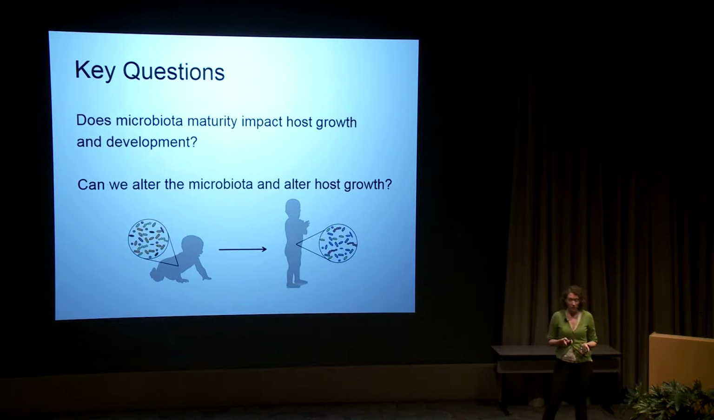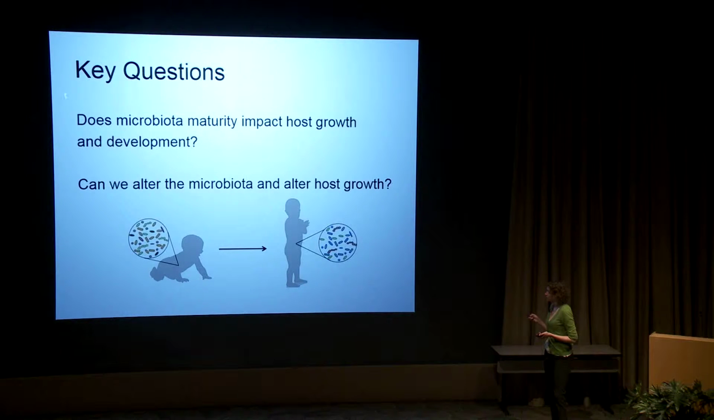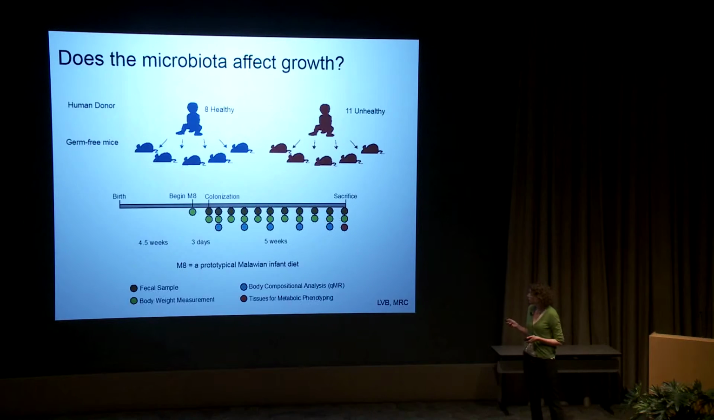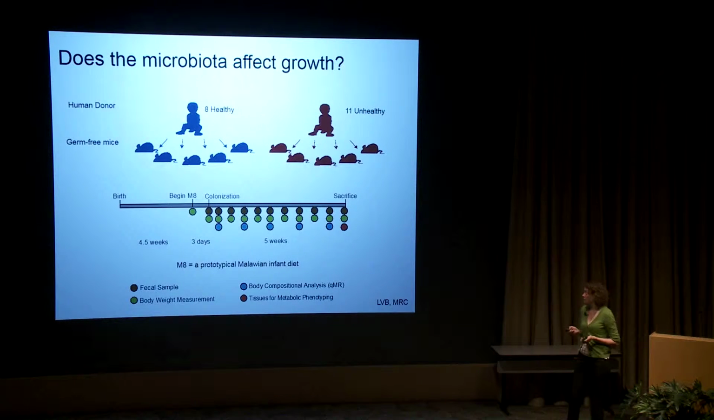This led us to some key questions. Given that we see this relationship between the composition of the microbiota and the health of the host, to what extent does this idea of microbiota maturity actually impact host growth and development? Is there a causal relationship? And from that, would it be possible to alter the composition of the microbiota and subsequently alter the growth of the host? To do this, we turn to our gnotobiotic mouse model.